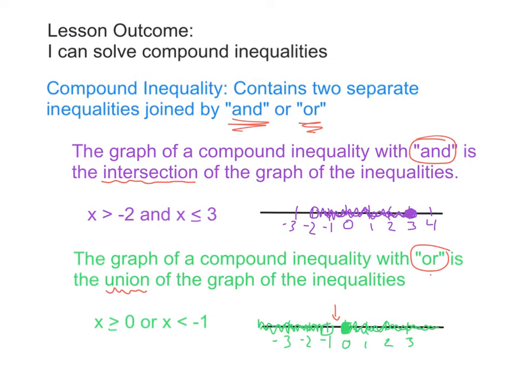So it makes sense. If we checked again the number 1 in both inequalities, is 1 greater than or equal to 0? Yes, it is. Or is 1 less than -1? No, it's not, but it is true for the first one, just not the other. But since it's "or", it doesn't matter.